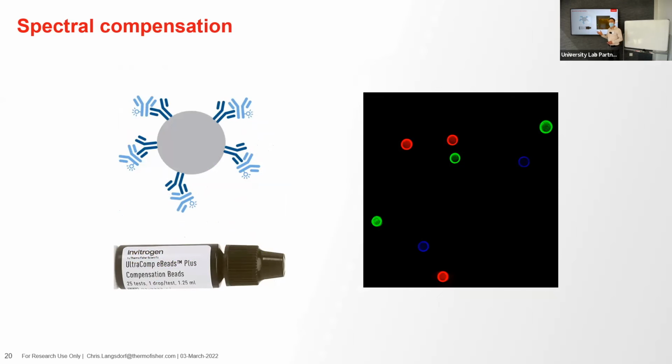Right? Is this something that you use now? So there's the UltraComp, the eBeads Plus is the newest one. The ABC beads is another option. Any guidance on which one to use?